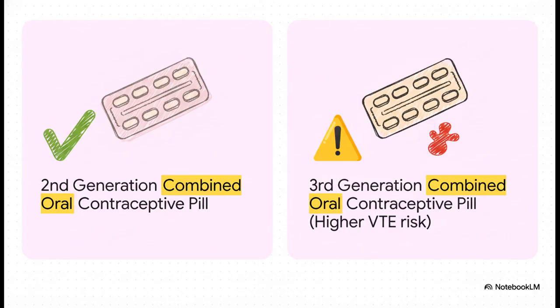When it comes to combined oral contraceptives, the specific formulation really matters. The third-generation pills, the ones with newer progestins like desogestrel, carry a higher thrombotic risk than the older second-generation ones. That's a nuance that can absolutely change your prescribing decisions and has a real impact on patient safety.